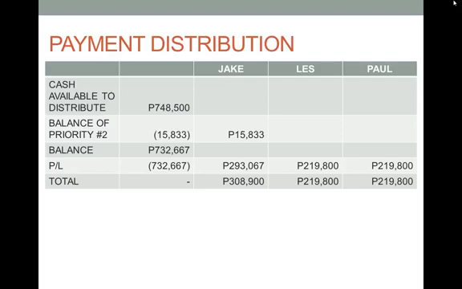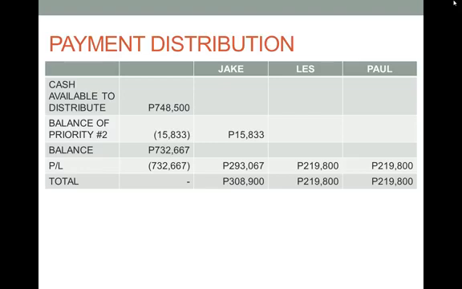That 40% of 732,667 is 293,067. Then, to Les and Paul, since pares lang sila ng profit sharing ratio of 30%, 732,667 times 30%, Les and Paul will have 219,800. So, yung balance ni Jake na 15,833 plus the share in P&L distribution of 293,067 will give us 308,900. So, the total payment distribution to Jake is 308,900, and 219,800 to Les and Paul.